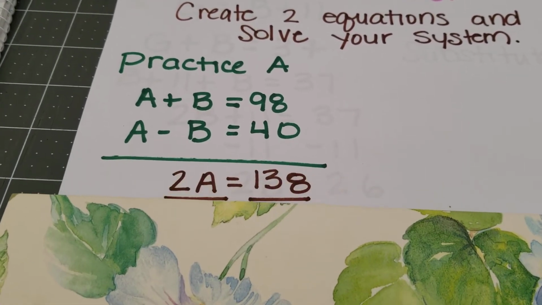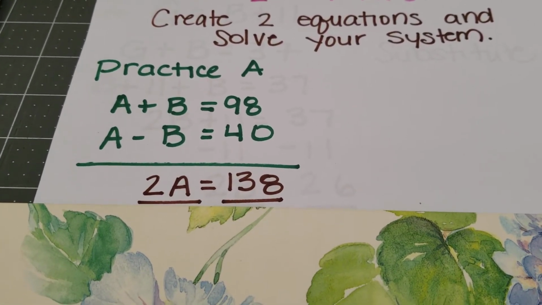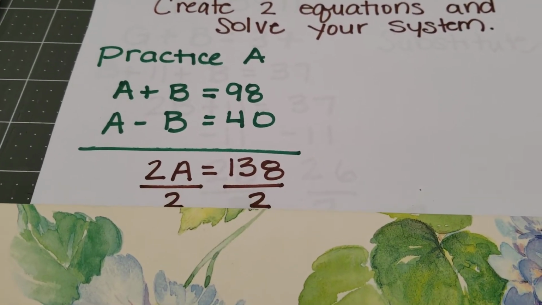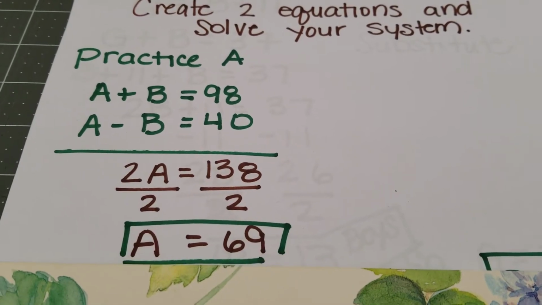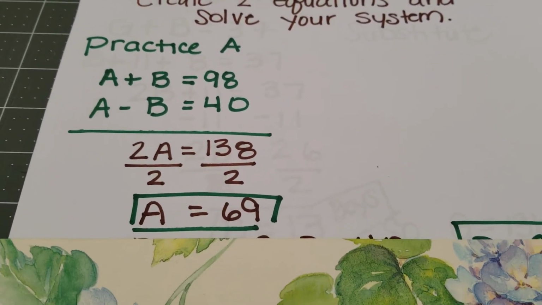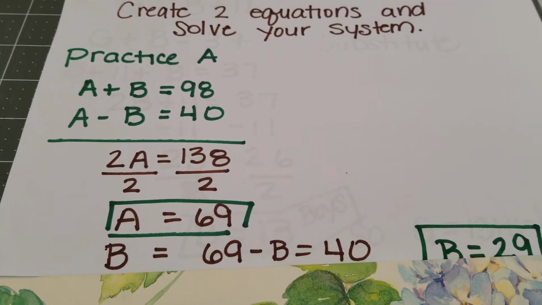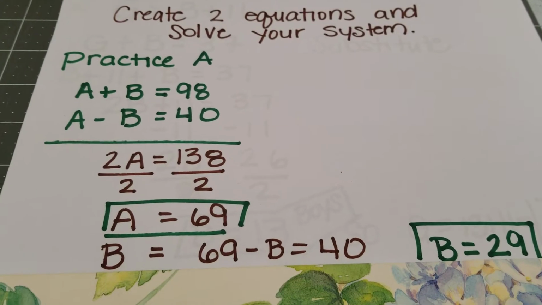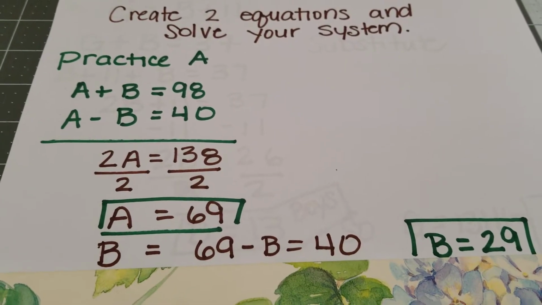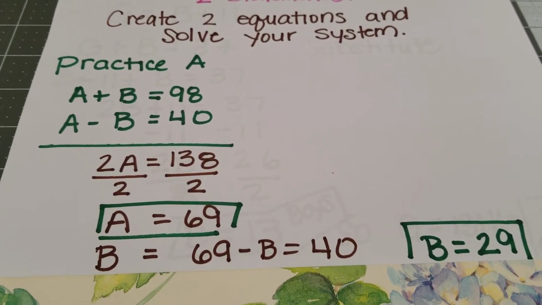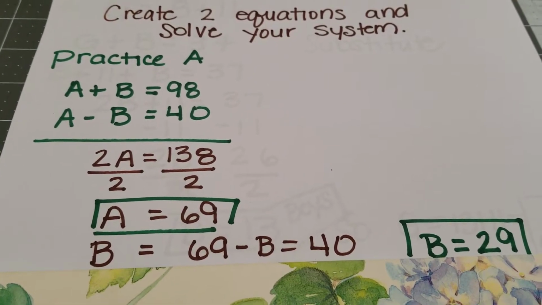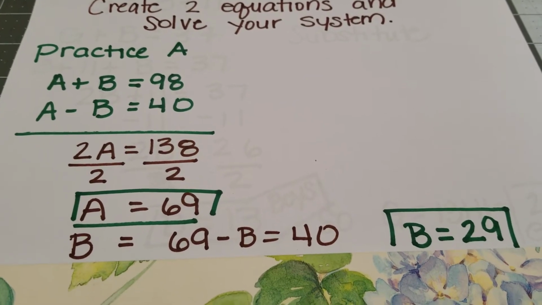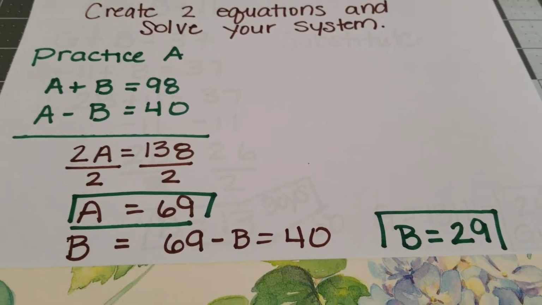I'm going to end up with 2A is equal to 138 by adding the 98 and the 40. Divide both sides by 2. So A is equal to 69. If A is equal to 69, then I can find B by substituting it into one of those equations up there. 69 minus B is equal to 40. So we can see that B must be 29, because 69 minus 29 is 40.